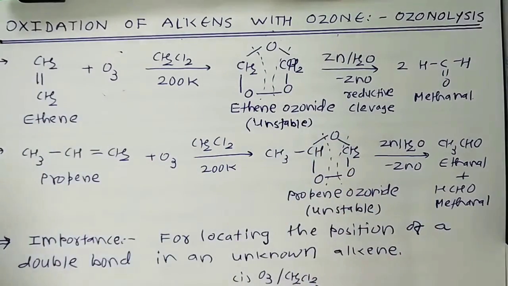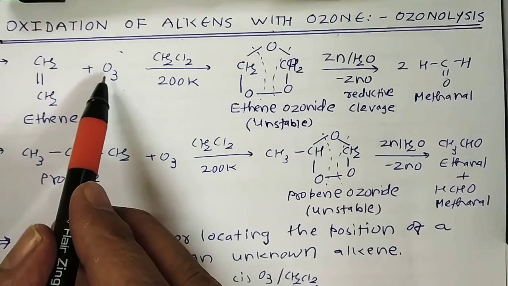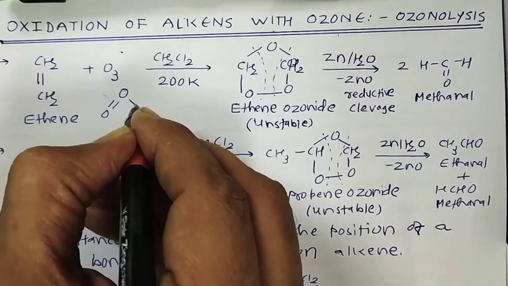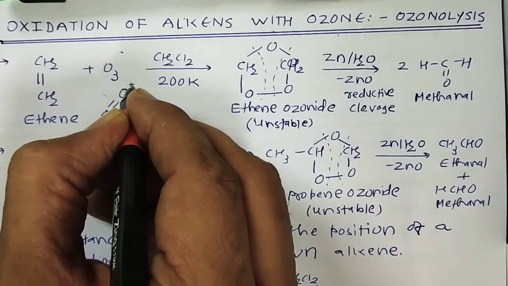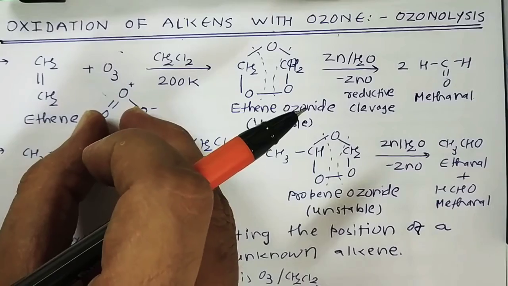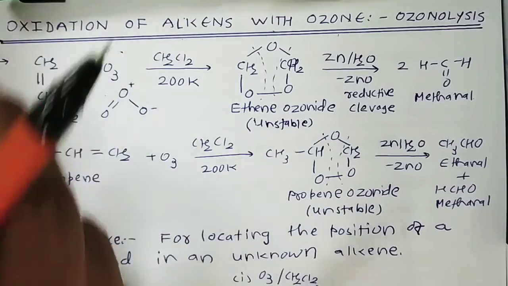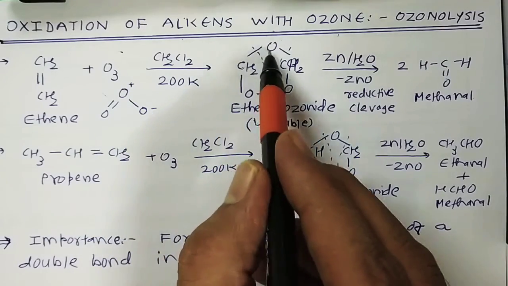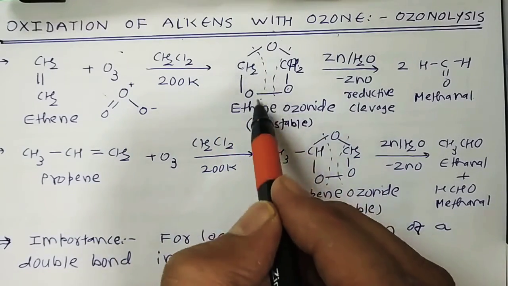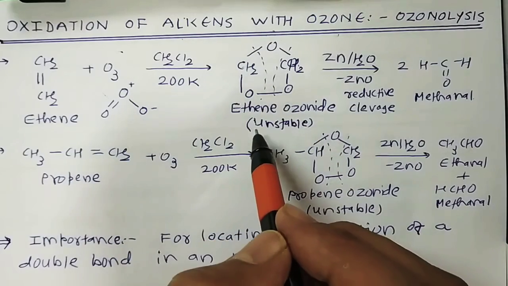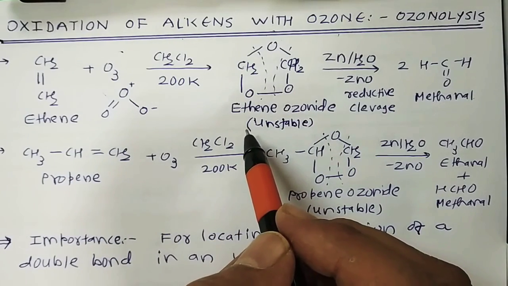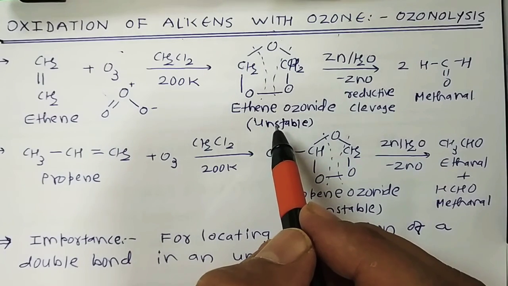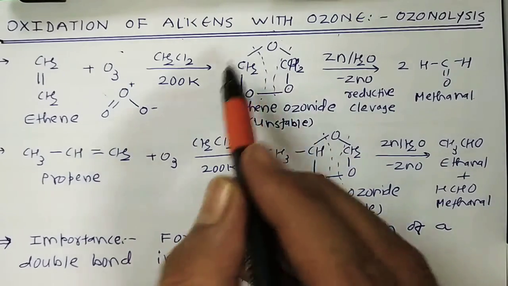How can the reaction take place? Ozone has a resonating structure, with minus and plus charges. This ozone can add across the ethene, and we get CH2O, CH2O, and an O in between. This is a peroxo group. So these ozonide compounds are unstable and they are explosive too. Therefore, they are not usually isolated.